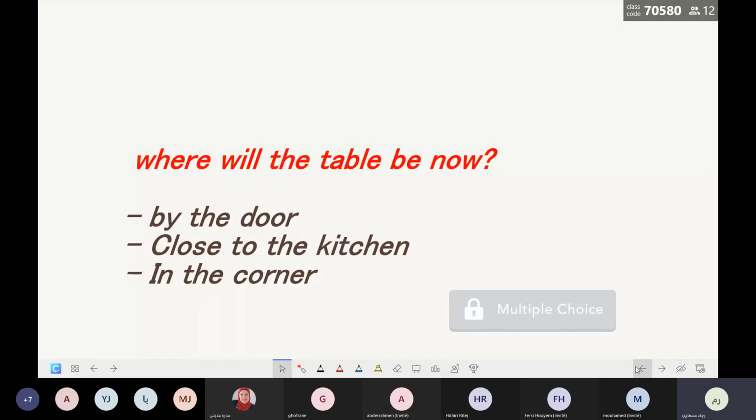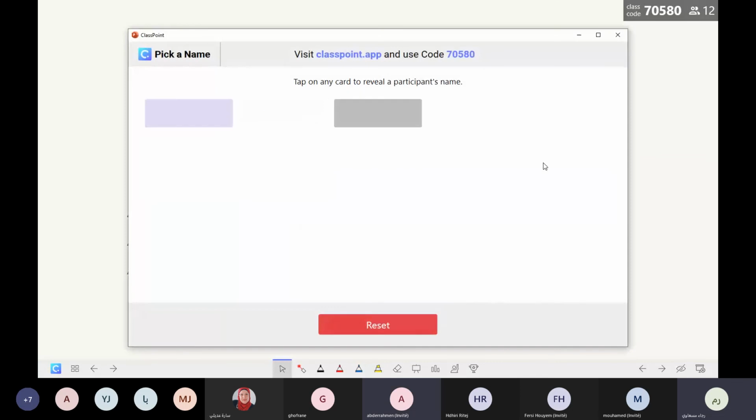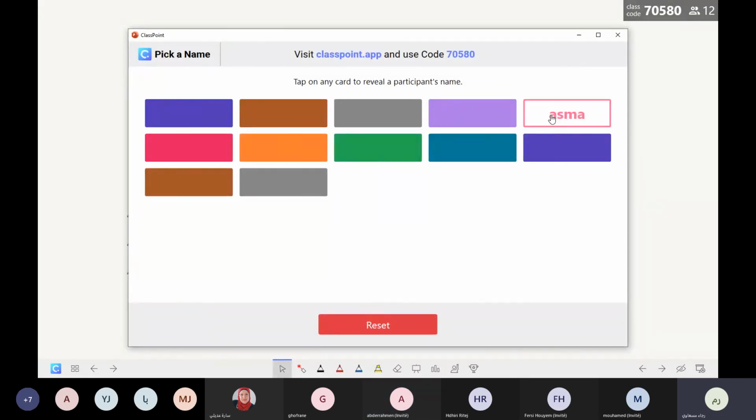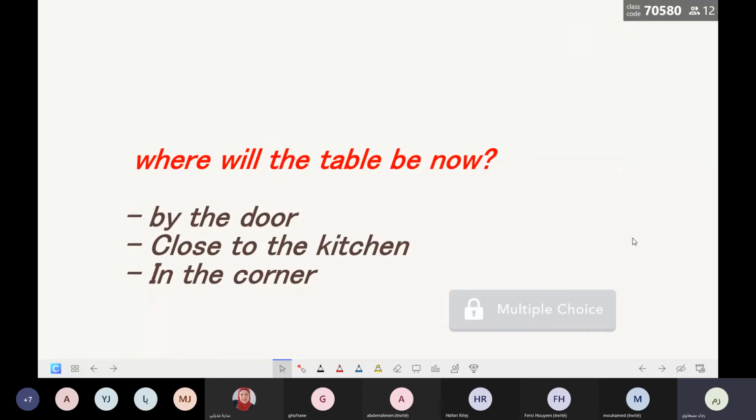You choose or I choose. If you want, you raise your hand, or let's check randomly. Malek, go ahead. Yes, Malek. Close to the kitchen. Excellent. It will be close to the kitchen. Very good. Well done.